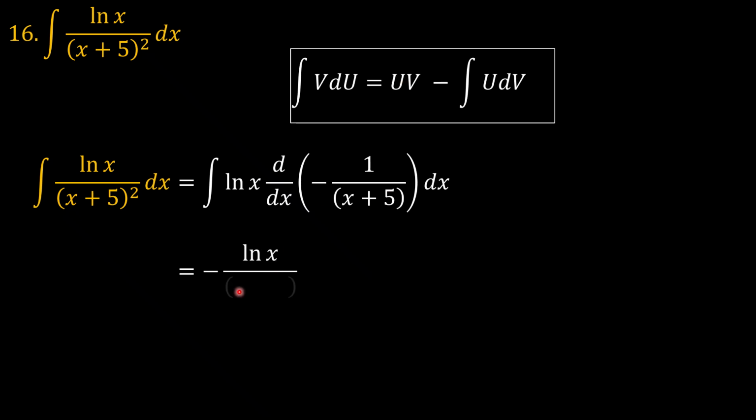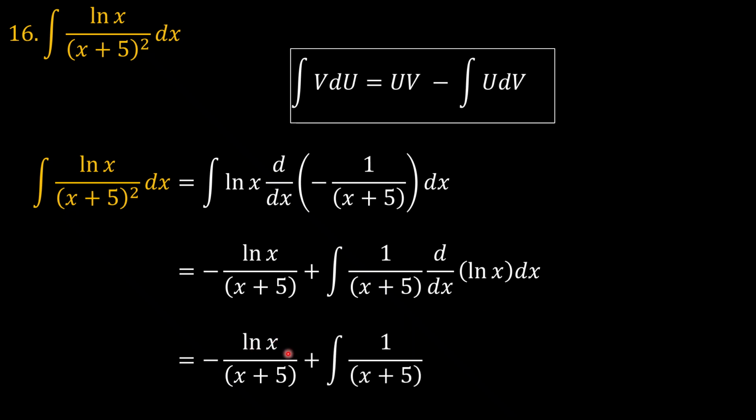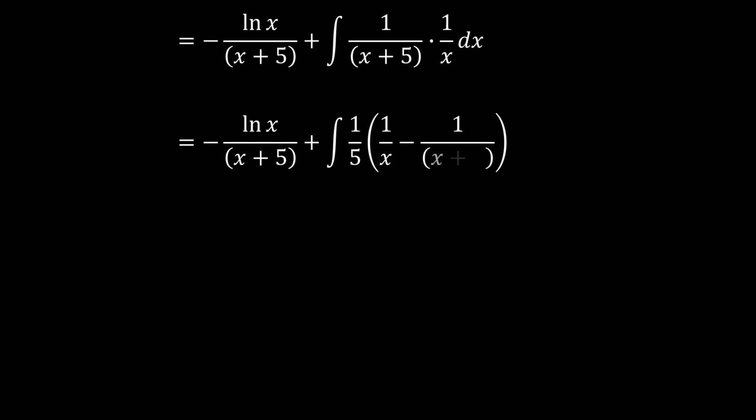And so uv becomes negative natural logarithm of x over x plus 5, minus, and that becomes plus, the integral of negative 1 over x plus 5 times the derivative of the natural logarithm of x. And the derivative of the natural logarithm of x is 1 over x. So we have negative natural logarithm of x over x plus 5 plus the integral of 1 over x plus 5 times 1 over x. And now we can separate that into partial fractions. 1 over x plus 5 times 1 over x is the same as a fifth of 1 over x minus 1 over x plus 5.